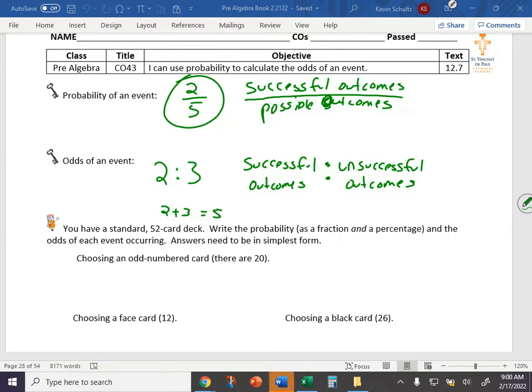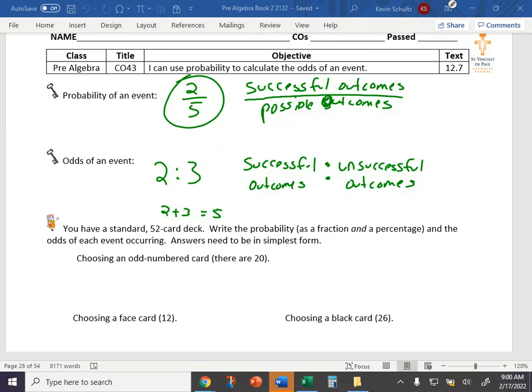So the value of odds is it identifies both the parts, but you can also identify how many outcomes there are total. Okay? Questions on the difference between probability and odds? Both of them contain the number of successful outcomes, right? They both have a 2 there. But probability then compares that with the possible outcomes, the total, the whole, versus odds compared to the other part being the unsuccessful outcomes. Okay?